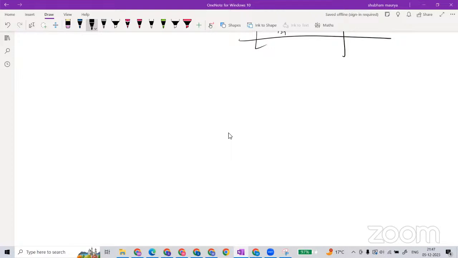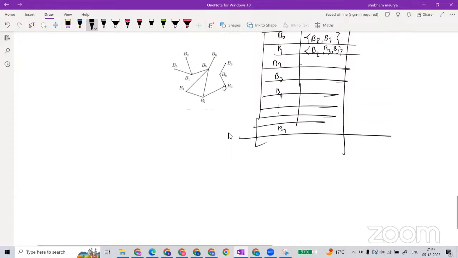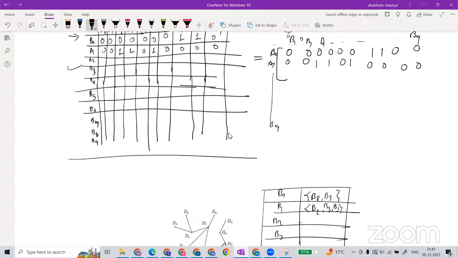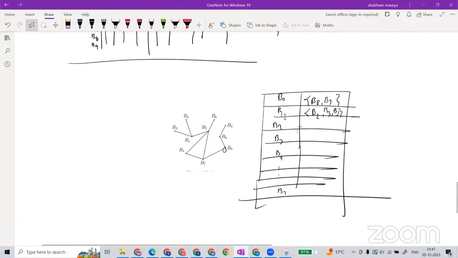One question regarding this adjacency list and adjacency matrix. When do we have to use what? Sorry, when will we use what, meaning 0 and 1? No. When do we have to use the adjacency matrix and when the adjacency list, in what circumstances? So, these two you will see easily when you study Python.